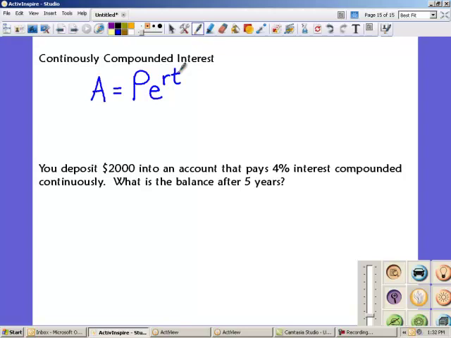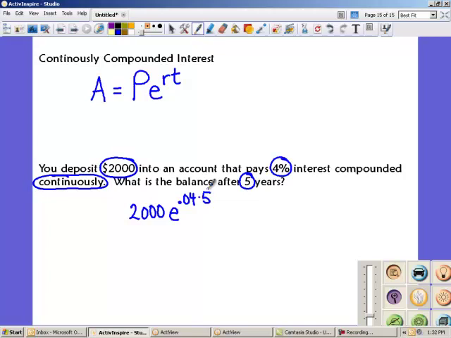So here's an example. You deposit $2,000 into an account that pays 4% interest compounded continuously. What is the balance after 5 years? Some key things we need to point out are the $2,000, which is our starting amount. And the rate is going to be 4%, but remember we change it to a decimal. And then the continuously is a key word that you're going to need to recognize on your test because it's going to tell you to use this equation, not the other two that we've went over. So continuously means that we'll put this E in here, and then the time, which is 5.